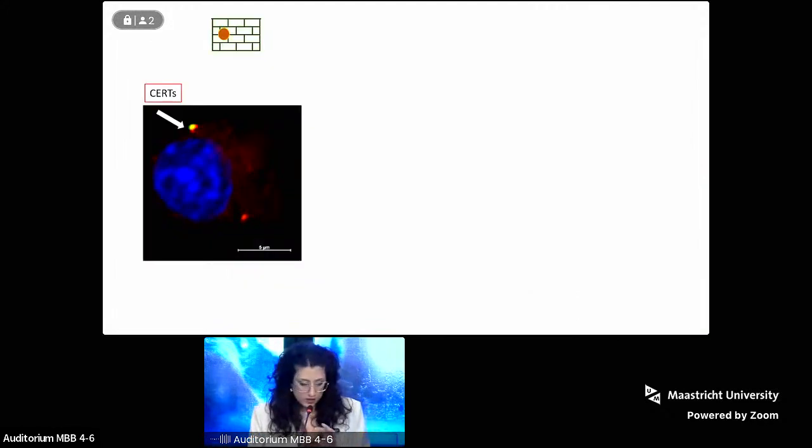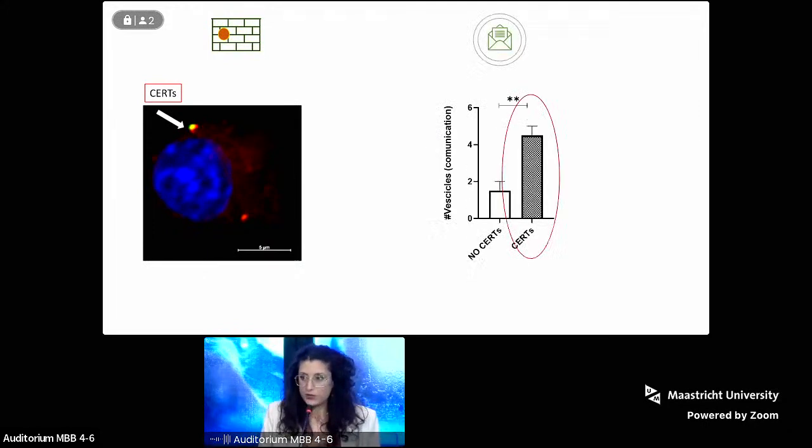So as you can see from this picture, we have a cell in blue, and in red we stain the cell membrane. In yellow, you can see that CERT is localized in the cell membrane. And from this graph, you can see that when the cells were treated with CERT, we have an increase in the number of vesicles, therefore an increase of communication between cells.